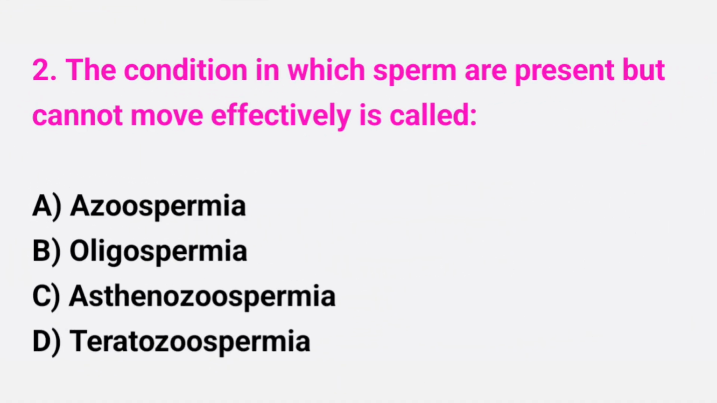Question number 2. The condition in which sperm are present but cannot move effectively is called. The right answer is option C, asthenospermia.